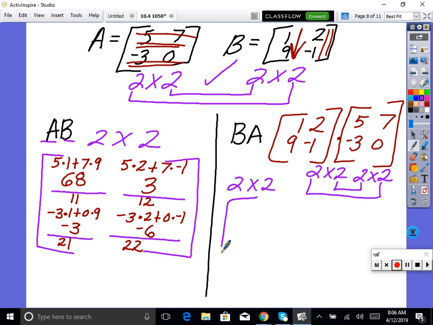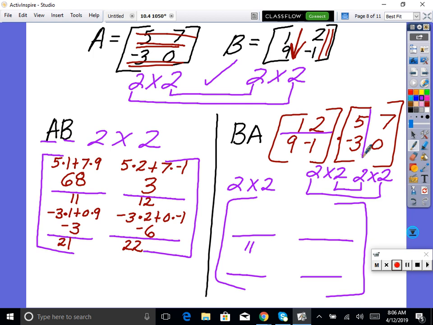So you would draw in your big purple box here and put in our elements. First row, first column, right? So then 1 times 5 plus 2 times -3. -6 plus 5 is -1. Are they the same? We already know they're not. Do you see how the first element's the same? And then so on. First row, second column: 1 times 7 plus 2 times 0, which is 7.